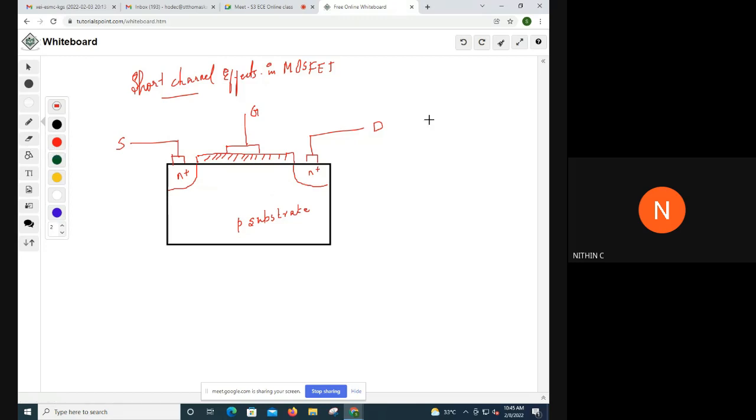So which were the different short channel effects? Can you mention the different short channel effects? Channel length കുറയുന്നതുകൊണ്ടുള്ള effects എന്തൊക്കെയായിരുന്നു? Which were the different short channel effects that we have learned?